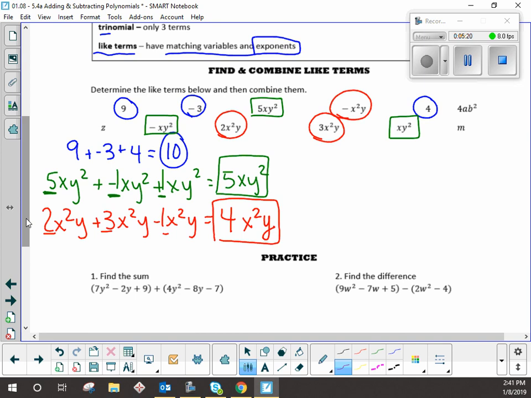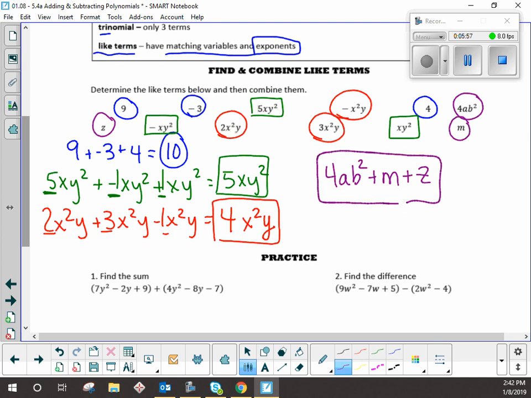How many things are like terms with 4ab squared? How many do you see? None. What about m? None. And z? None. But here's what would happen. If you had a math problem that said combine all 3 of those things, like let's say I had 4ab squared plus m plus z. Well, if you can't combine anything, what do you do with that? You just leave them alone. There's nothing you can do, right? That would be your answer.